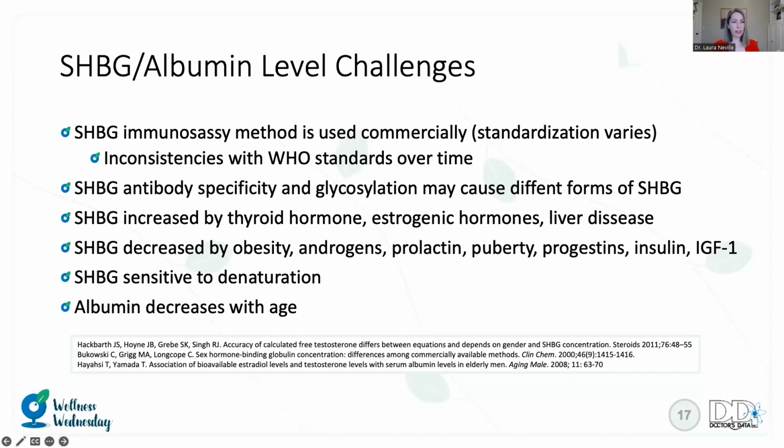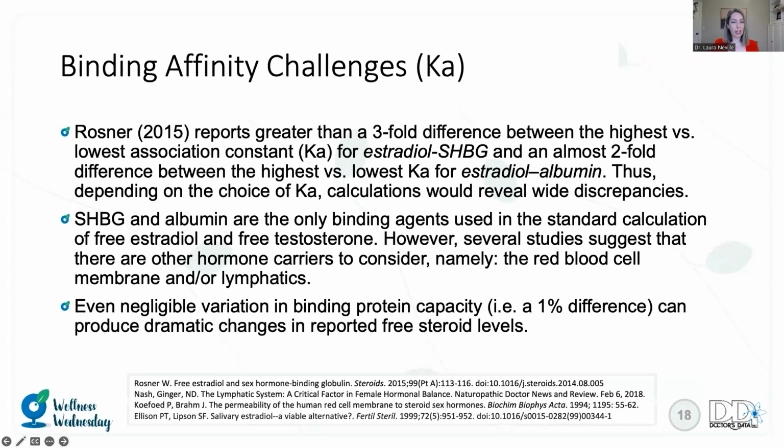Or just testing that sex hormone binding globulin immunoassay from the get-go, which is then going to change that calculation factor every single time we use that equation. Okay, sex hormone binding globulin is also sensitive to denaturation, and then albumin actually seems to decrease with age, and we're not taking the patient's age into account when we're doing this calculation, and so we're missing that as well.